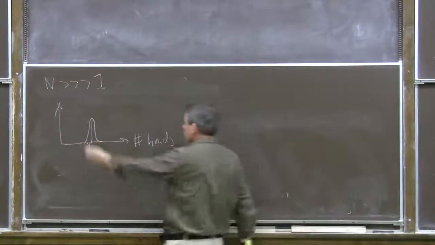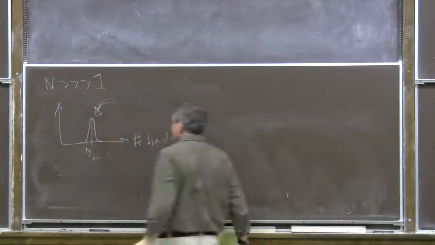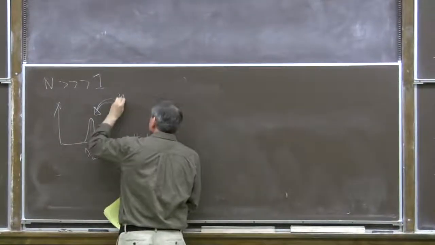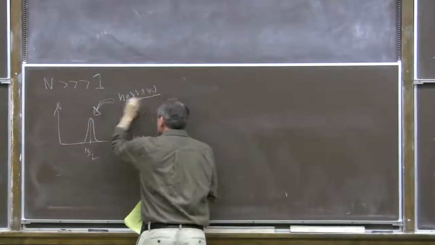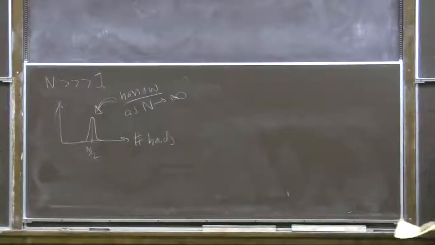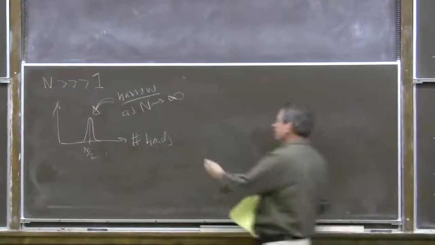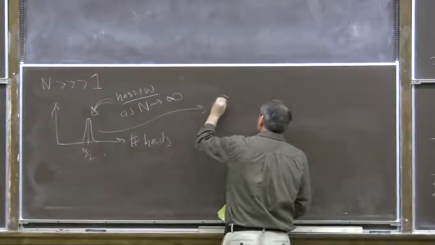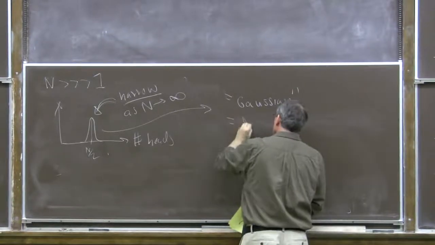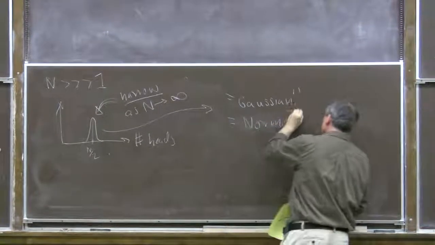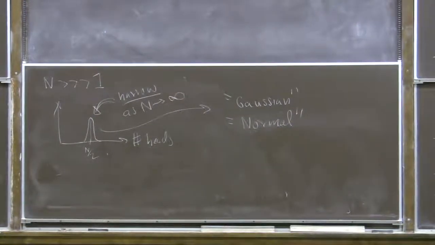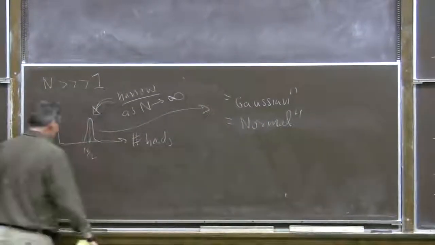And in fact, in a sense which we'll make precise, this distribution becomes very narrow as n gets large. It has a characteristic shape, which we call a Gaussian, or a normal distribution. And actually, this is a special case of a rather general result called the central limit theorem.